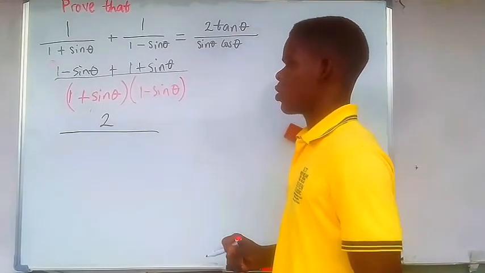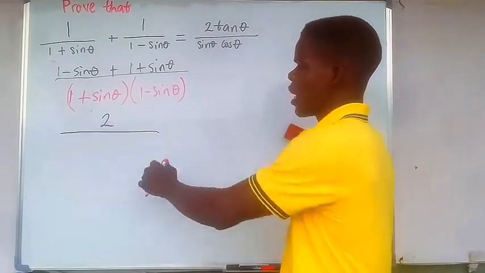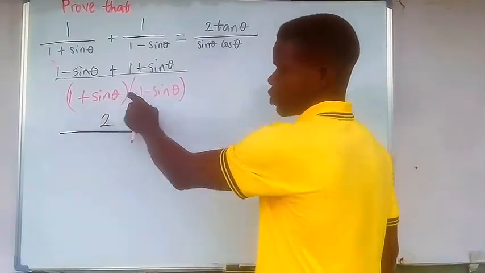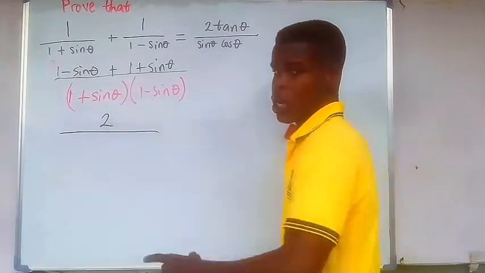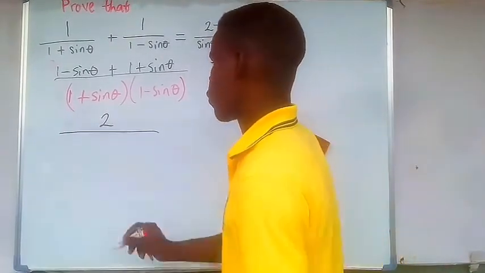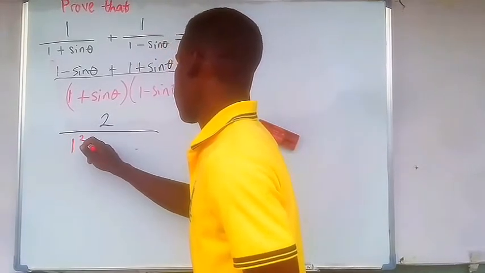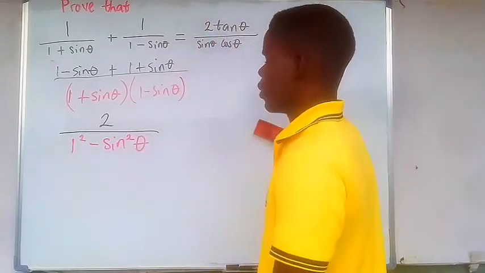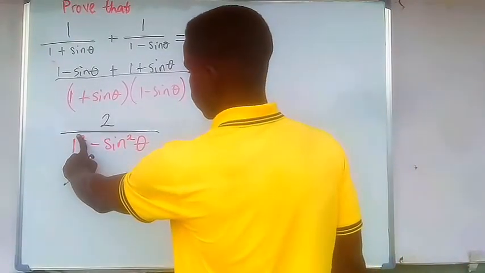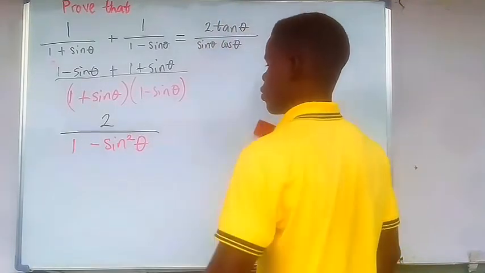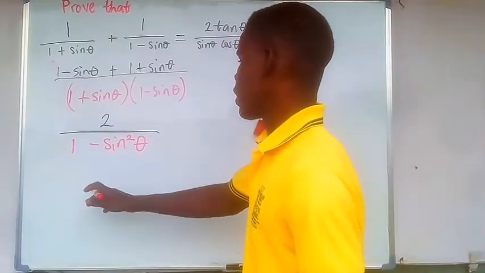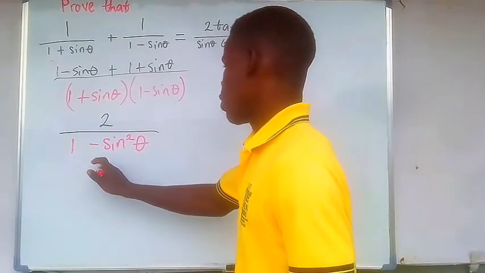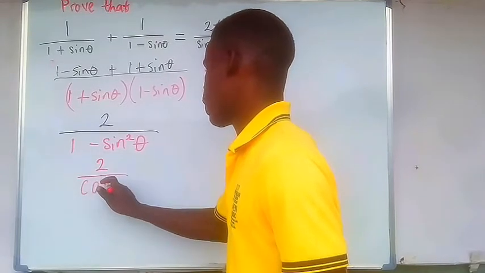We now go over to the denominator. Now look at this. Here we are having the product of two conjugate expressions. Therefore, their result will become what? Difference of two squares. That is just 1 squared minus sine squared theta. Okay, so from here, we just have 1 squared to be 1. So that doesn't affect us. So here we now see that this is 2 divided by 1 minus sine squared theta, which is the same thing as saying cosine squared theta.